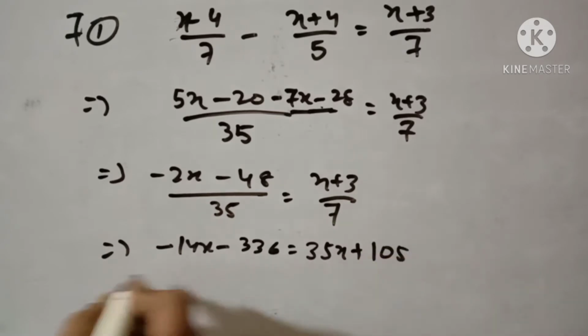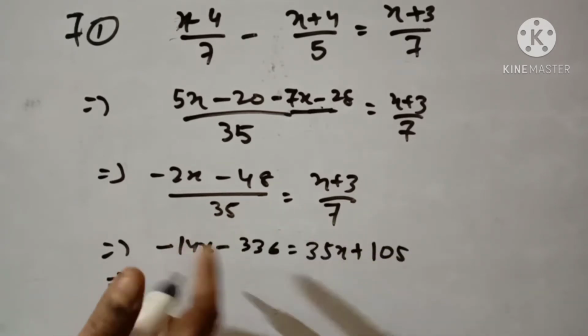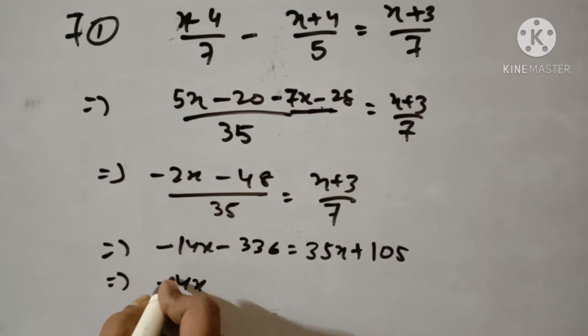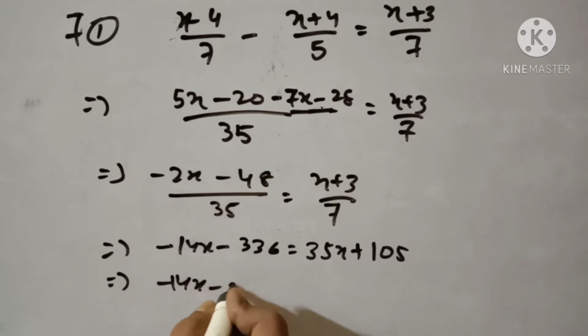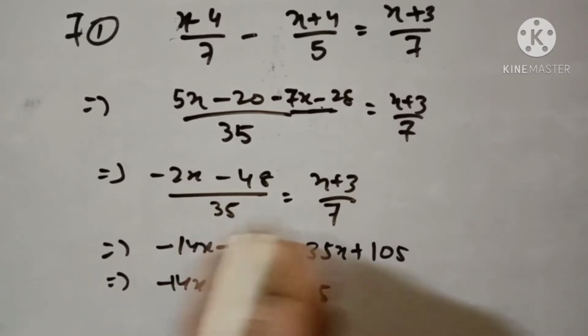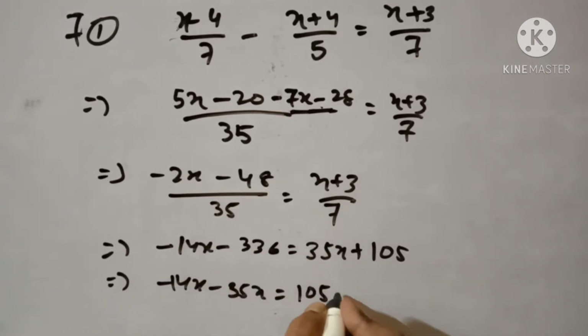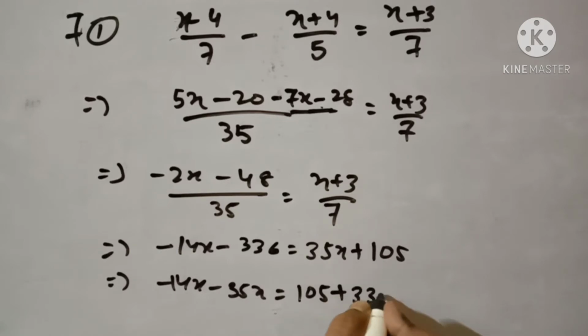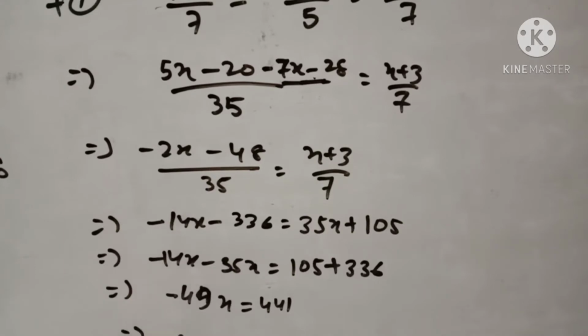Now this one 35x, do the cross multiply, 35x, 35 into 3, that is 105. Now take 35x to this side, minus 14x minus 35x equal to 105, and this 56, take this side only. So therefore x equal to 441 by minus 49, it will go by the 9 table, that is minus 9. Therefore x equal to minus 9. This is our required answer.